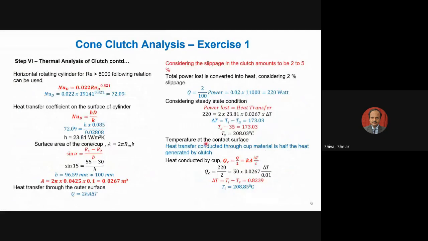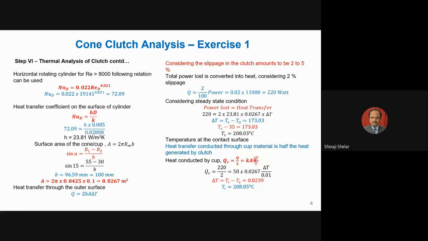So the temperature at the contact surface: your cone and drum are in contact with the help of friction lining. Here we are considering heat transfer conducted through the cup material. Heat conducted through the cup material is half the heat generated by the clutch. So I am considering heat is transferred through the external surface as well as the internal surface. Half the heat is transmitted by the cone and half by the cup. So heat conducted by the cup is Qc, c for cup, equal to Q by 2, equal to K A dT by dx, so delta T by dx.